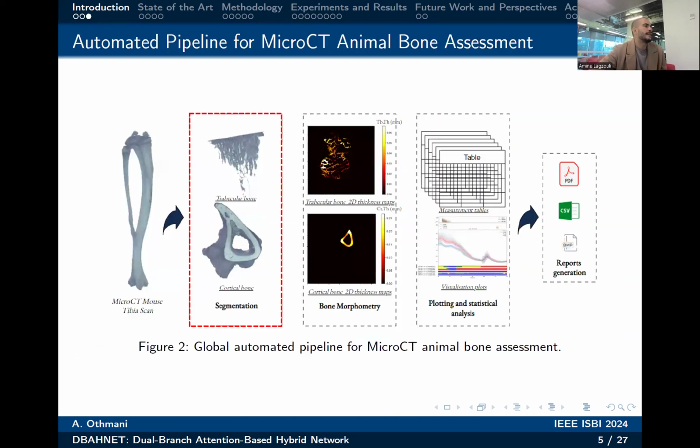So this work is part of the automated pipeline that we're developing for micro-CT animal bone assessment, which involves segmentation, registration, bone morphometry, plotting, and statistical analysis, and the automated report generation.